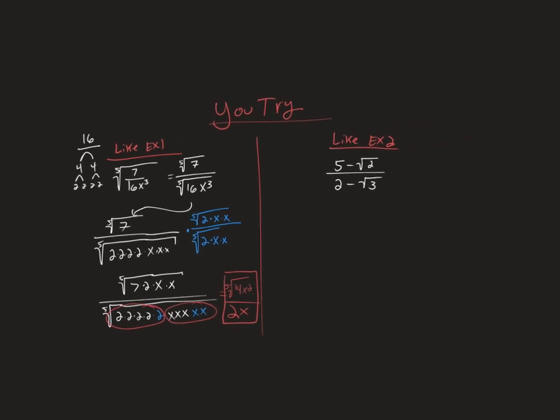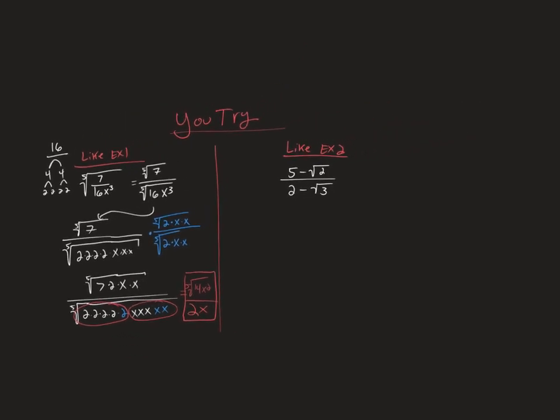Hopefully you had a chance to try the second one, and I'm going to zoom out so that you can still see both of them at the same time. We're multiplying strategically by 2 plus root 3 over 2 plus root 3. That's the conjugate. It's the same first number, change the sign, same second number. Now these are both binomials, so I have to FOIL the top and FOIL the bottom. I have to distribute. I'm going to pause the video to speed it up.